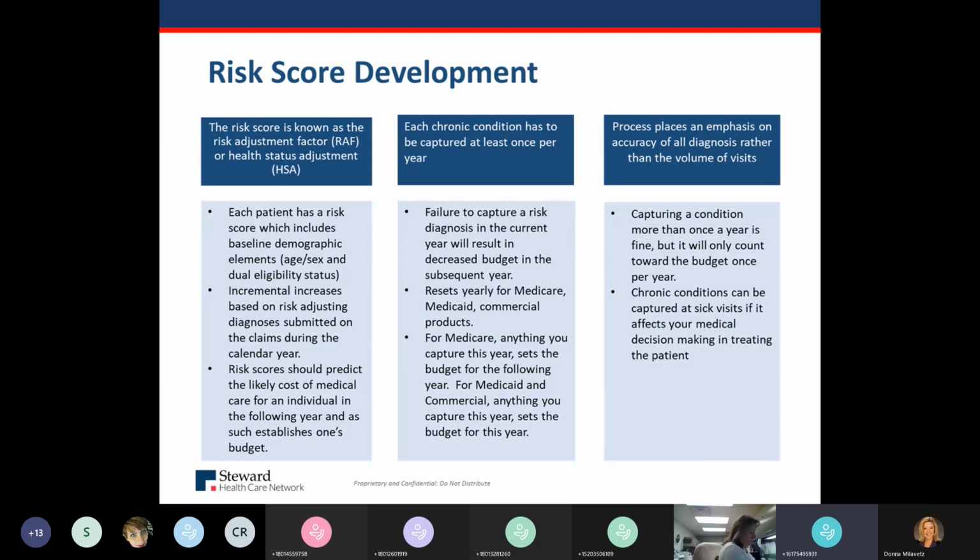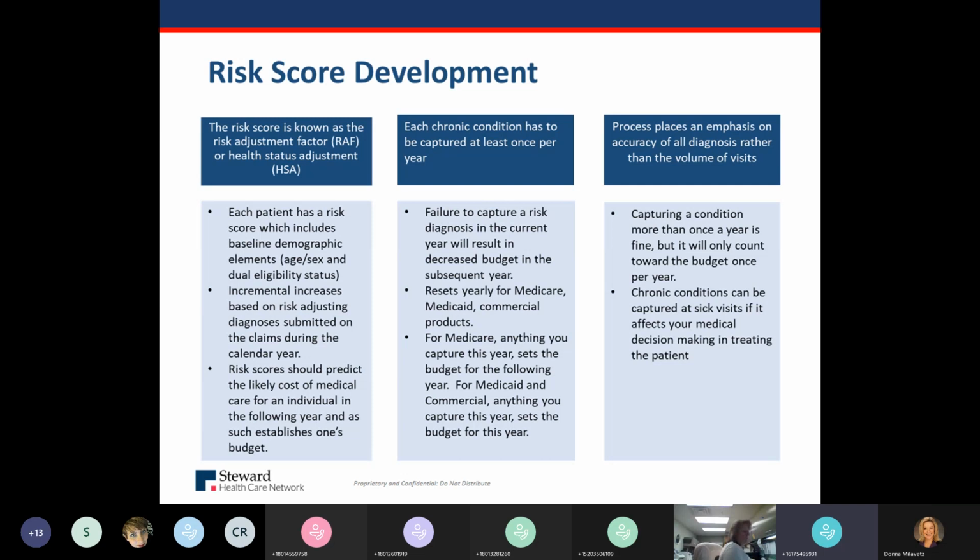So how does that risk score develop? How do we determine what the budget is? The risk score is known as the risk adjustment factor, or RAF, for the Medicare population. It's known as a health status adjustment for commercial and Medicaid. So each patient has a risk score at base, which includes their demographic elements: age, sex, and whether they're dual eligible for Medicare and Medicaid. So they all start out with some kind of budget based on that information.